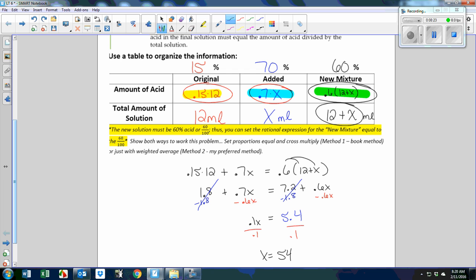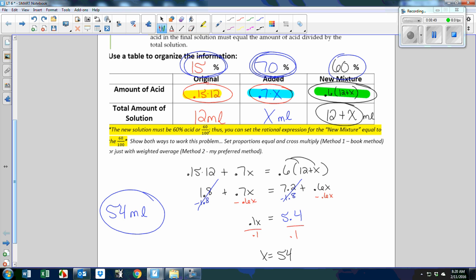Does that fit what we opened up saying? We opened up saying that if I'm going to add a 70% material to a 15% material and achieve a 60%, I'm going to have to add a whole lot of that 70% material to get it up to 60, a lot compared to the original 12. So 54 is a lot compared to the original 12 milliliters, so it does fit the reasonable check.